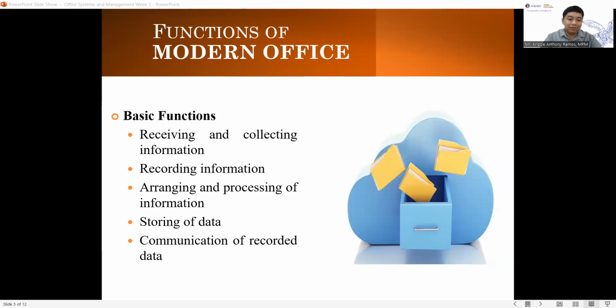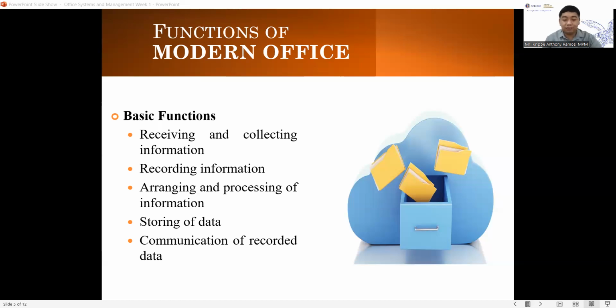The second basic function of an office is the recording of information. Once you were able to collect the information, ito ang kailangan natin gawin: to record it in order for us to have a future reference of that specific information. This recorded information will be needed for preparing future plans, policies and decisions. In order for you to make good decisions, kailangan meron kang pamantayan or basis. It will be helpful for an institution or a company if the information na na-transact niya before has been recorded. That's the second function of office, to record information.